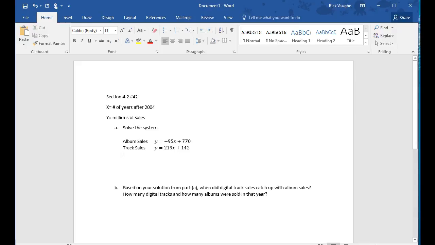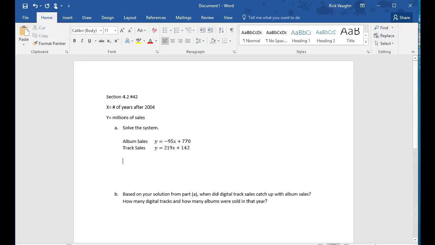So this is the problem. There's a graph in there. The graph doesn't really impact a whole lot except give some context for it, because after they contextualize the problem, they give you these two equations. One is representing album sales, and one is digital track sales, where x is the years after 2004, and y is given by millions of sales. So the first thing they ask you in Part A is to solve the system of equations.